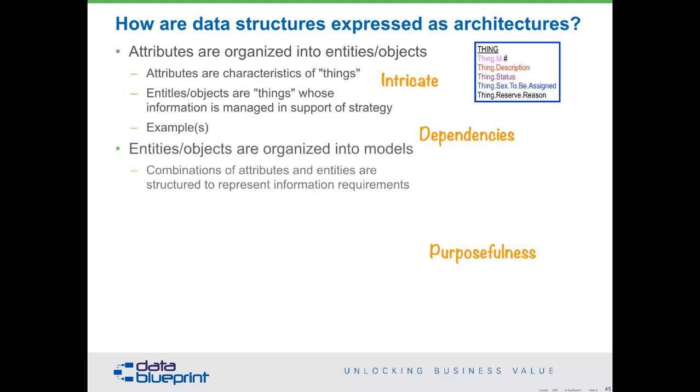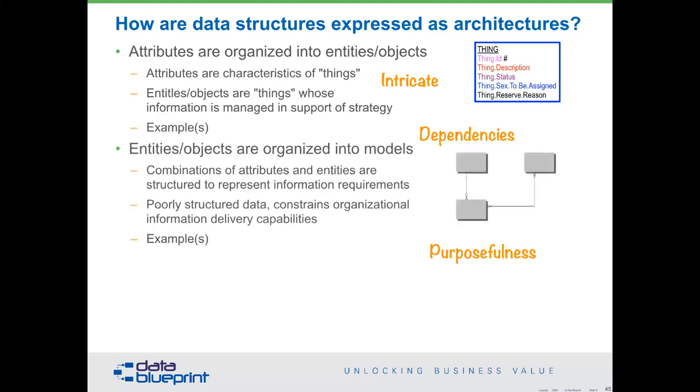Those entities and objects are organized into models, combinations of these entities and attributes, and this is where the dependencies come up. When I start to say that one of these can be related to many of these things, whatever those things are, now I'm putting constraints or capabilities on the system. Oftentimes these are called business rules, but they don't have to be at that level.